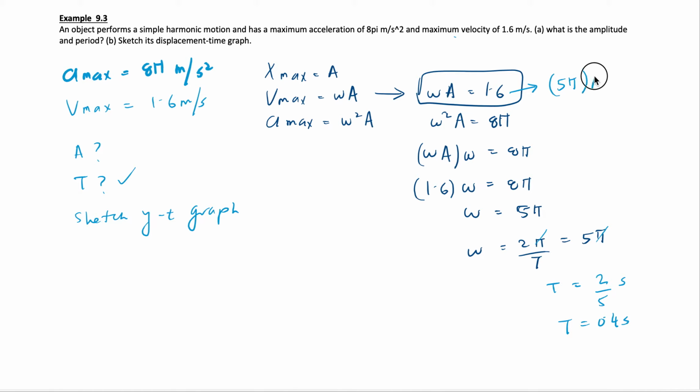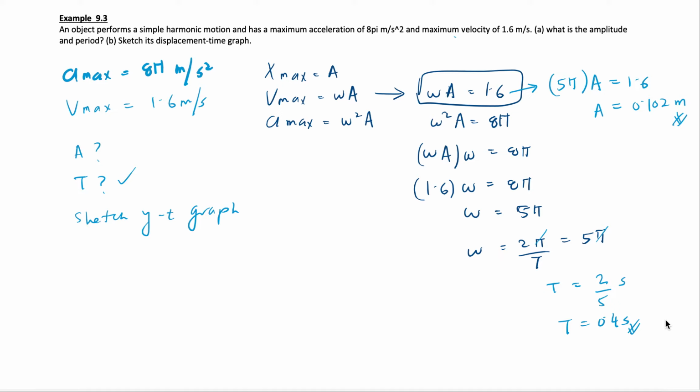Omega is 5 pi times with A equals to 1.6. So A is 0.102 meters. Okay, so I got that with the units. I got the period with the units. So now it wants me to sketch the YT graph.